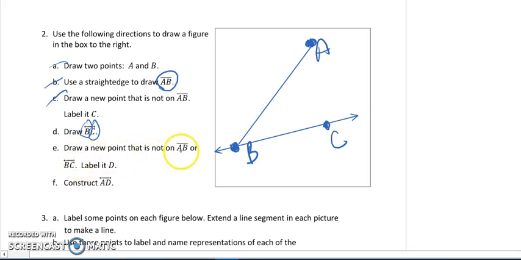Then it says to draw a new point that's not on line segment AB, and it's also not on line BC. We're going to call it D. So that means we're going to put the D point somewhere out here. And then it says to construct line AD. So since it has arrows, I know I need to pass through. So I'm going to pass through A and pass through D and try to make it straight. There we go. So I have line AD.